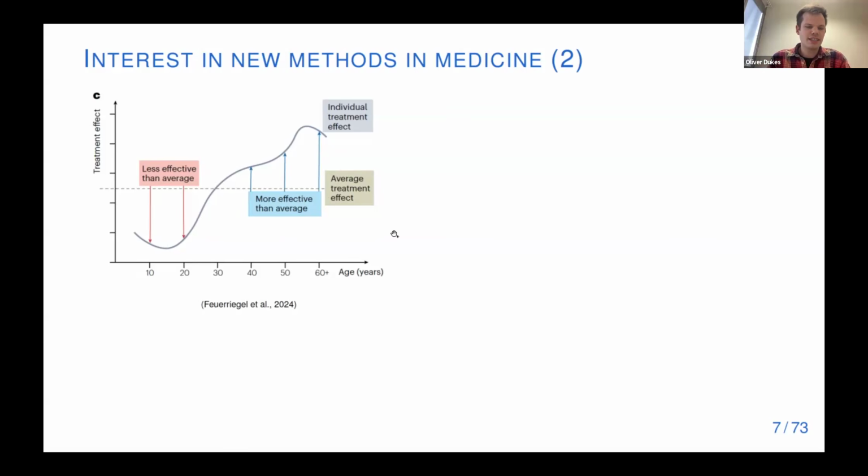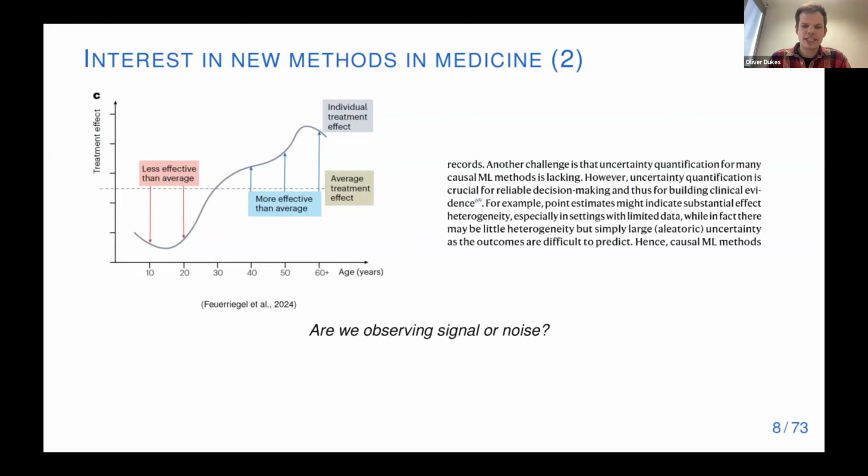When I look at this, I think, this is of course great for personalizing treatments in future decision making. But as statisticians, we're also interested in quantifying the uncertainty that comes along with our estimates. One of the areas for future research in the article was discussion of uncertainty quantification. For example, point estimates might indicate substantial effect heterogeneity, especially in settings with limited data, while in fact there may be little.